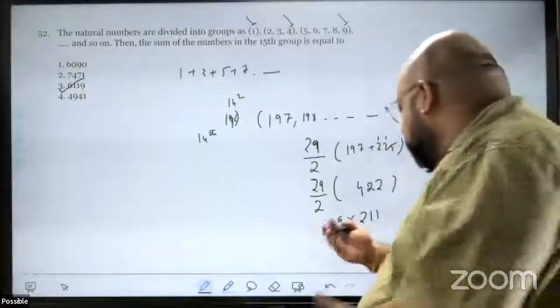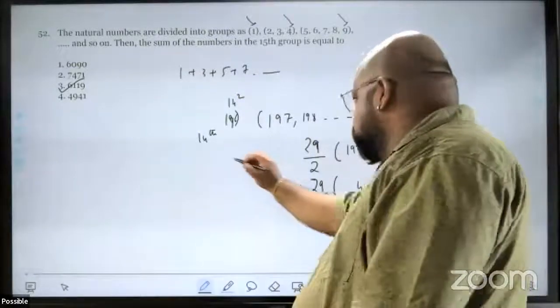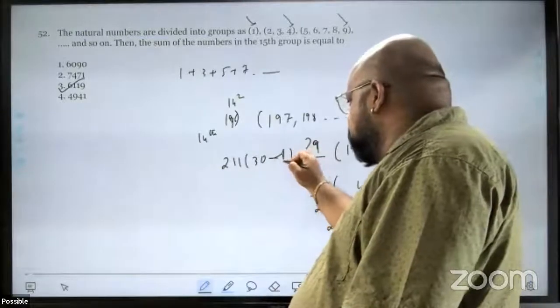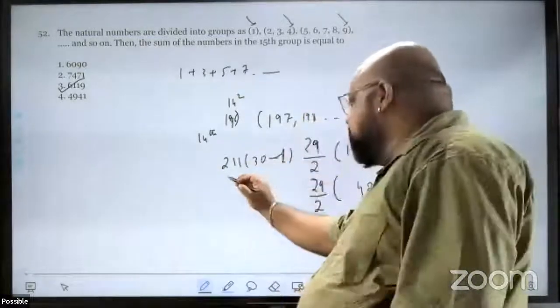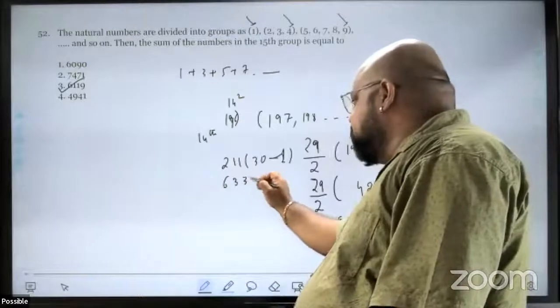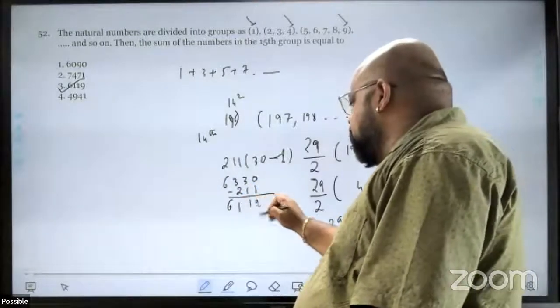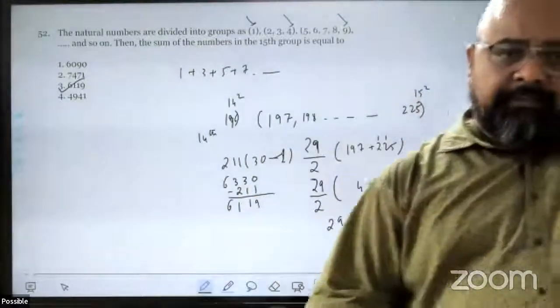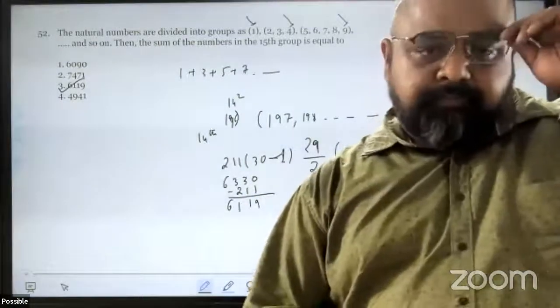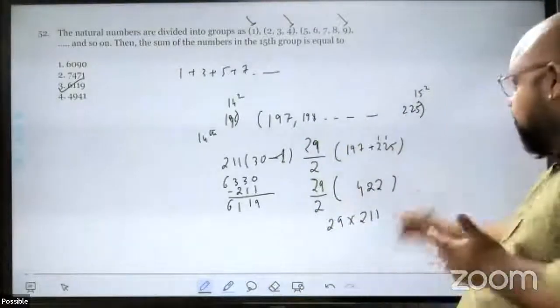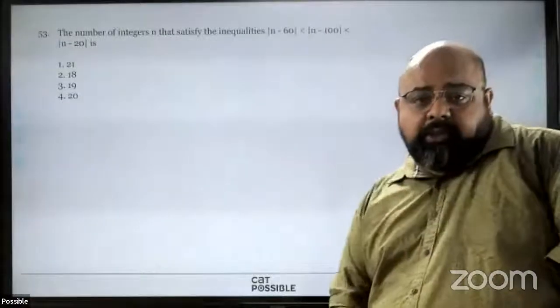Again, on the safer side, you might as well multiply. So this will be 211 into 30 minus 1, since 29 is 30 minus 1. This becomes 6330 minus 211, 6119 is the answer. Right? If you see the pattern, it should happen. If it does not, then I might actually not be able to do it.